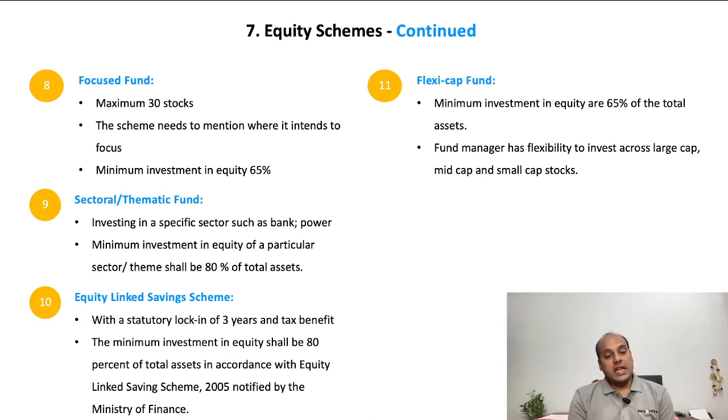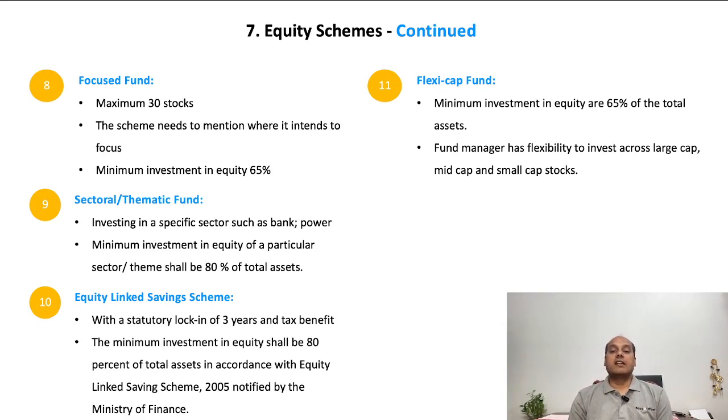Okay. Next is the equity linked savings scheme. We call it ELSS, and sometimes we also call it tax saver funds. They have a 3-year lock-in period, and they offer tax benefit, where the minimum investment in equity shall be 80% as per the ELSS Scheme 2005 notified by the Ministry of Finance. Most minimum and maximum investments into asset classes or various types of sectors are defined by SEBI. But in the case of ELSS, remember, this has been decided by a notification by the Ministry of Finance, named the ELSS Scheme 2005.